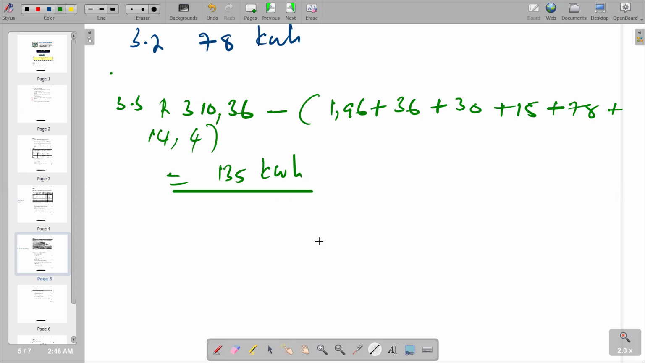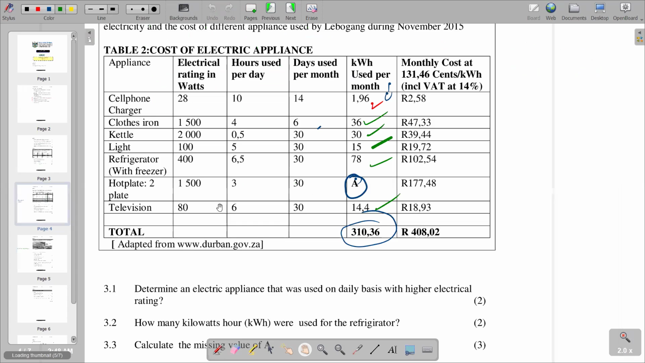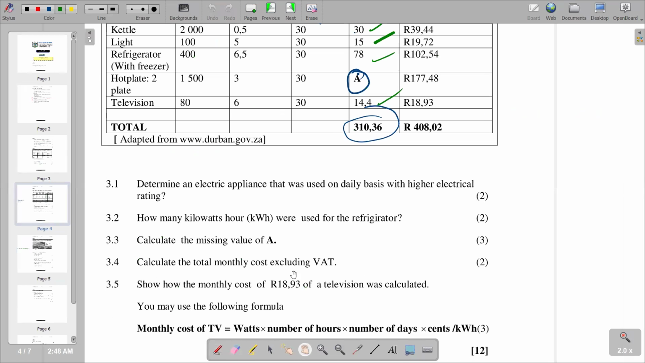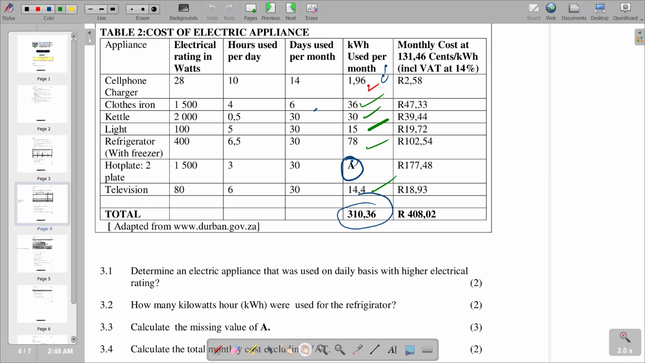So moving on to the next question that we have is going to be our 3.4. So 3.4 is calculate the total monthly cost excluding VAT. And you can see that the total monthly cost that we have is 408 rands 2 cents, which is the total cost that we have. So obviously, if we check according to the percentage that we have for VAT, we are given it as 14%.